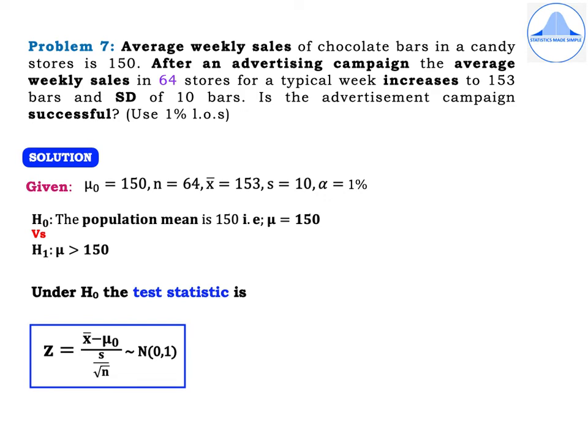Then write H naught, the population mean is 150, that is mu is equal to 150 versus H1, mu is greater than 150. It is a right-tail test because of the word successful. They have asked whether the advertising campaign was successful. In other words, it means that the advertisement has increased the sales. Then under H naught, the test statistic is Z is equal to x bar minus mu naught divided by S by root n, which follows normal 0, 1.